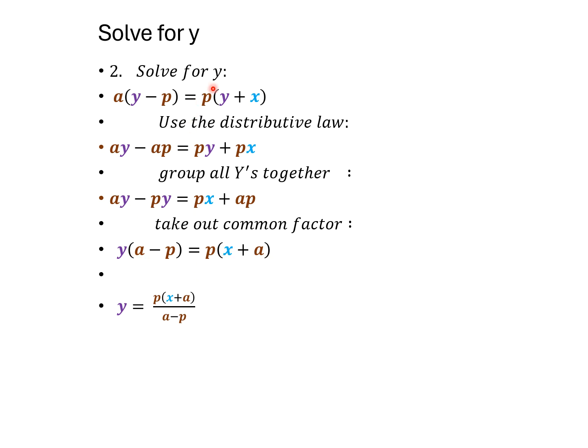I want to solve for y, so I want y on its own, so that's y times that bracket. So to get rid of multiplication, I use division. So that becomes p(x plus a) divided by (a minus p). And they have made y the subject of the formula.